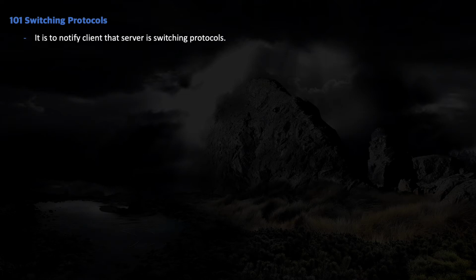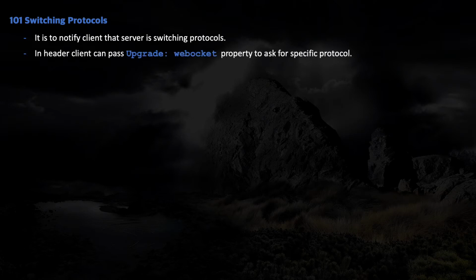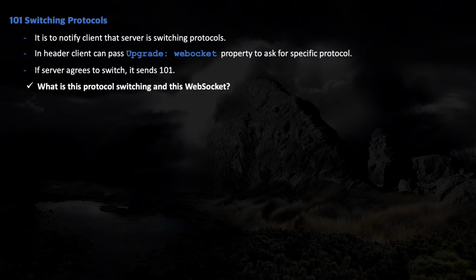So moving ahead, for the next three response codes, I don't think you are ever going to use them, but for information purposes let's discuss them. So we have 101 Switching Protocols. This 101 response notifies the client that the server is switching protocol. In a header, the client can pass the upgrade property to ask for a specific protocol, and if the server agrees to switch, then it sends 101. So now we know that we have the HTTP protocol, which is hypertext transfer protocol, and which is for REST purposes.